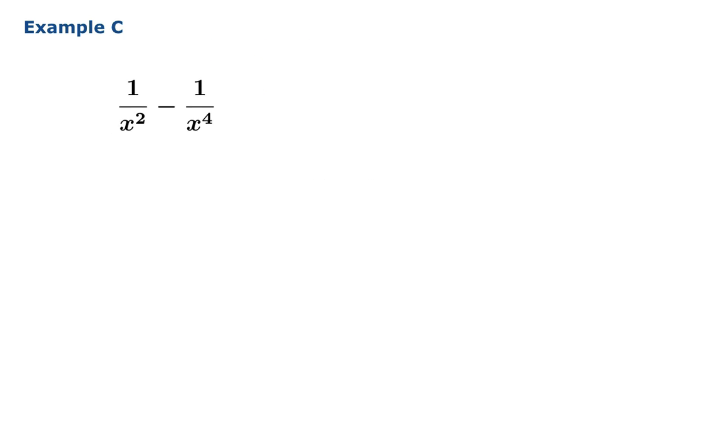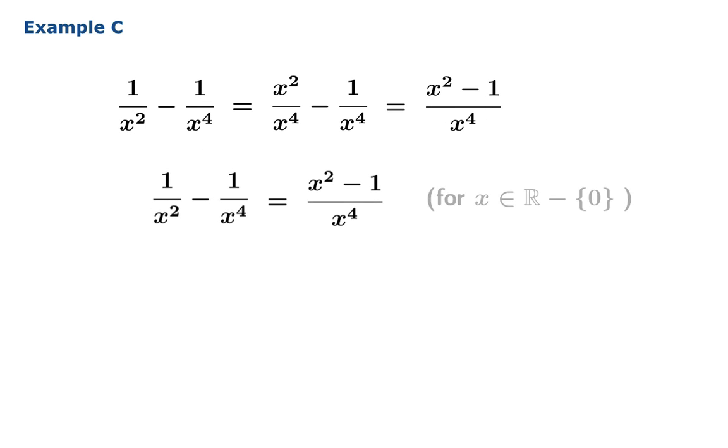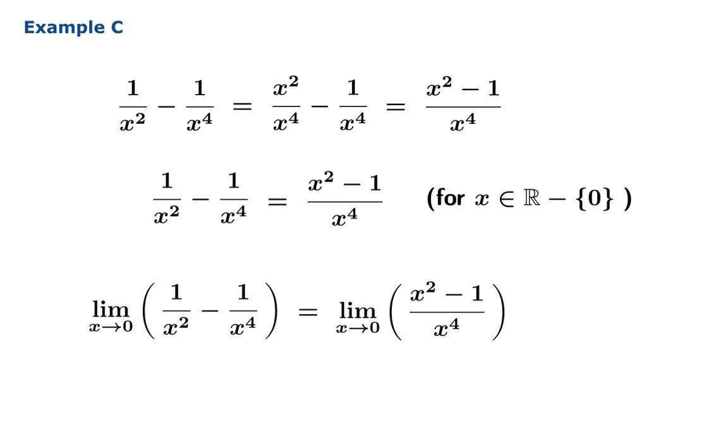Let's use some simple algebra. In fact, we'll just add these terms together by finding the least common denominator and collecting the numerator. And so we have a new expression for the original function, which is clearly valid for all reals except 0. Therefore, these functions have the same limiting value as x approaches 0.